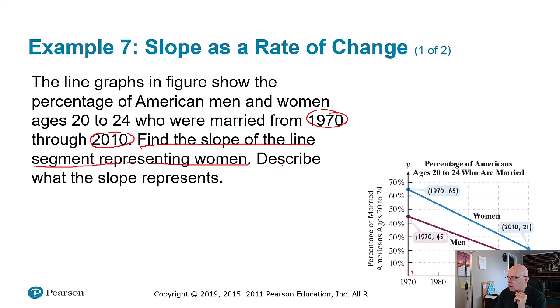We're going from 1970 to 2010. And we're talking about the women. So we're talking about the blue line, even though I'm using a red pen to point to the blue line. Ignore the men for the time being and find out what the slope is. Well, here's one point. For the women, it's 1970, 65. And 2010, it's 21%.